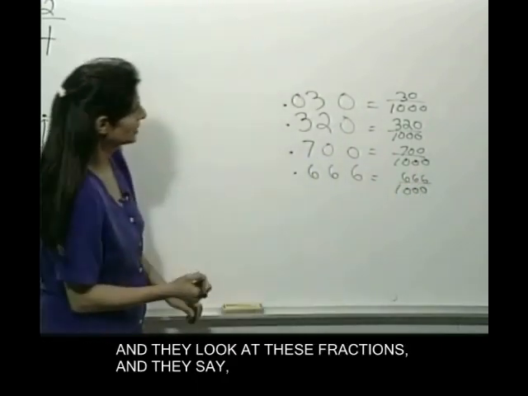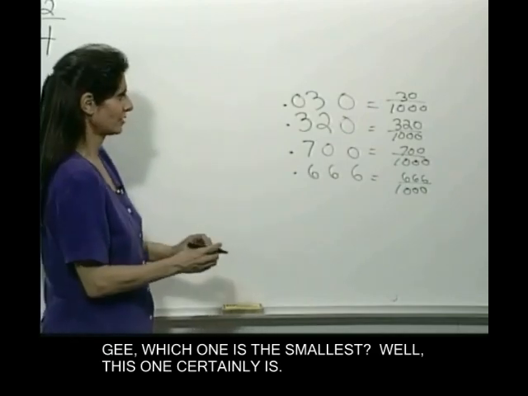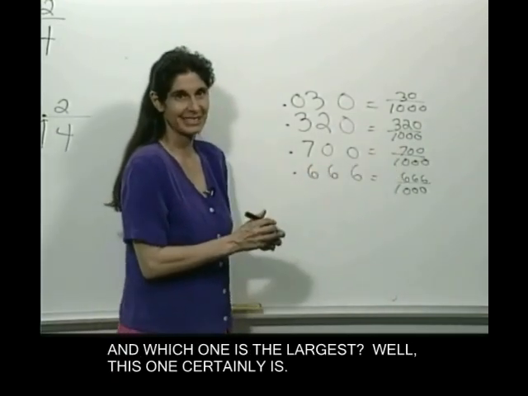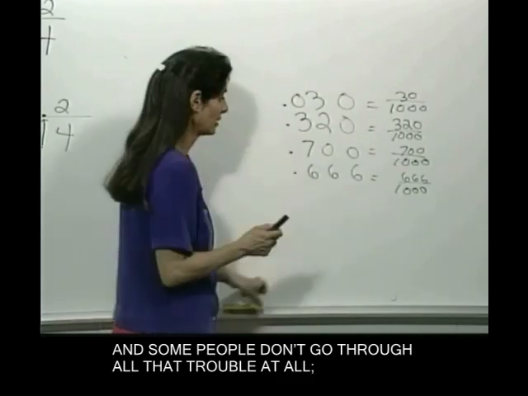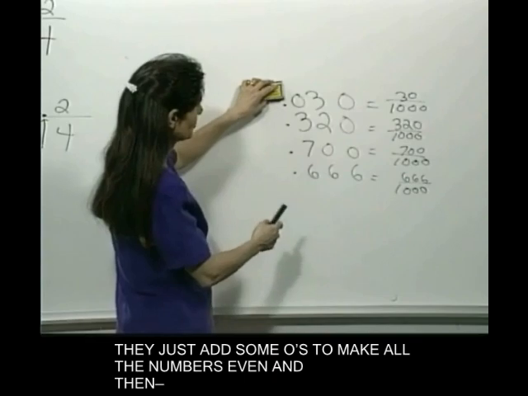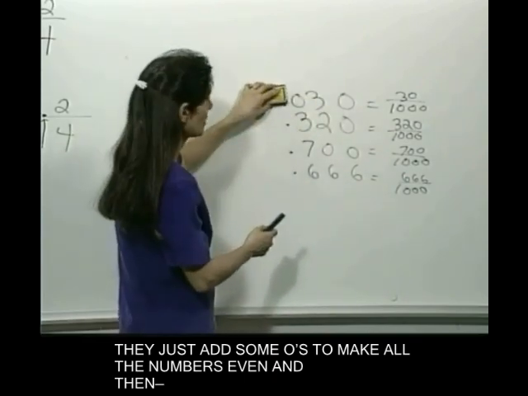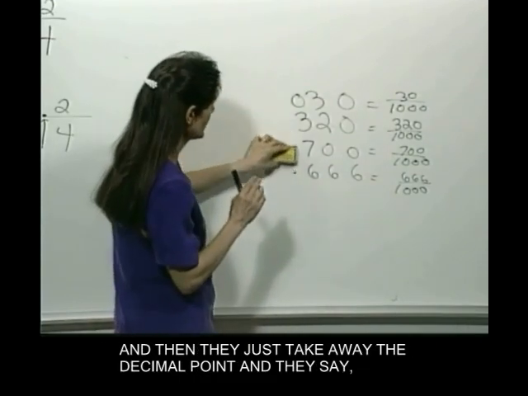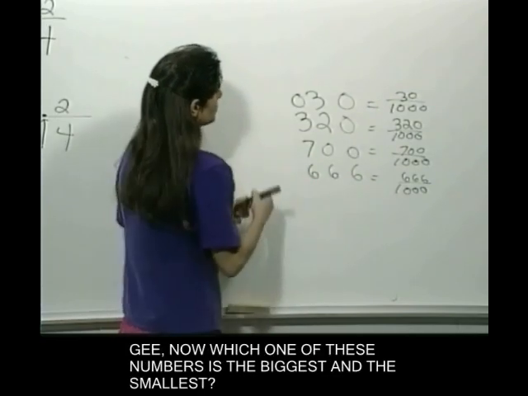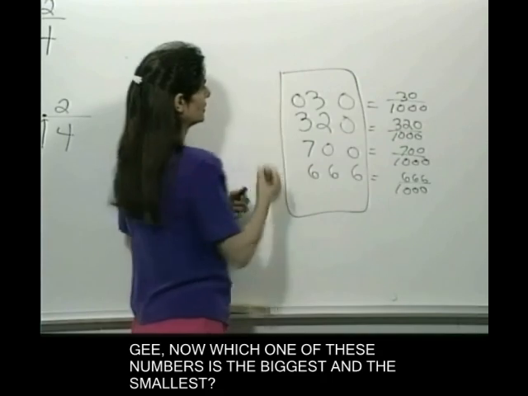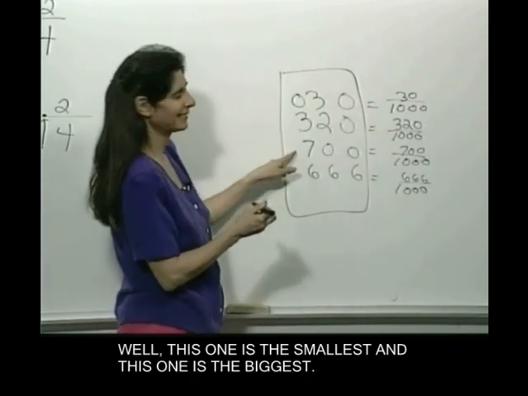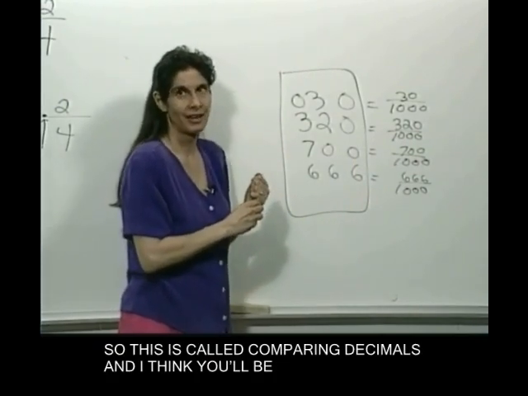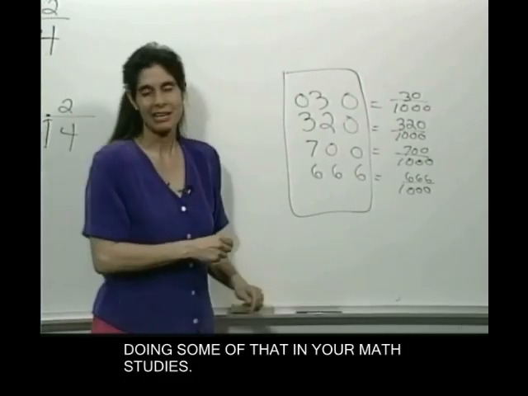And they look at these fractions and they say, gee, which one is the smallest? Well, this one certainly is. And which one is the largest? Well, this one certainly is. And some people don't go through all that trouble at all. They just add some zeros to make all the numbers even. And of course you have to add the 0 after the number, so you don't change the value. And then they just take away the decimal point and they say, gee, now which one of these numbers is the biggest and the smallest? Well, this one is the smallest, and this one is the biggest. So this is called comparing decimals. And I think you'll be doing some of that in your math studies.